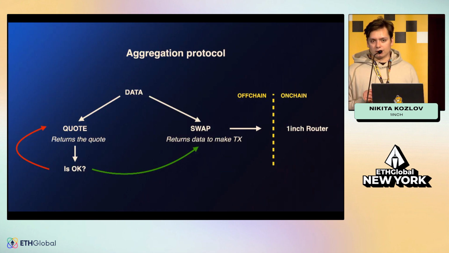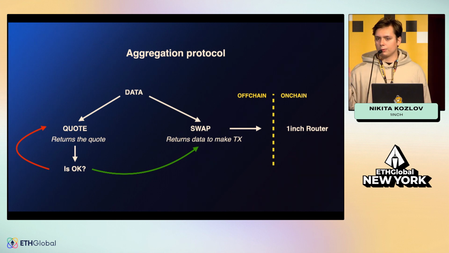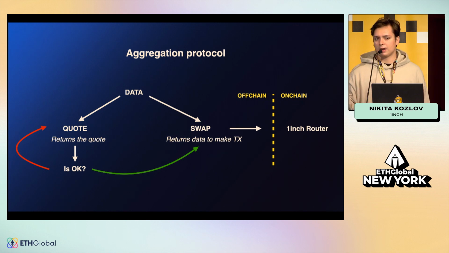For example, if you try to use the aggregation protocol, I just want to recap how it works. The basic integration is pretty simple. You have 2 handles that you need to call to make a transaction. First, you call the quote handle with 3 parameters: from token, to token, and the address and amount of the token that you want to swap.